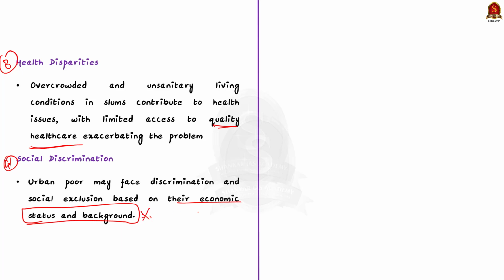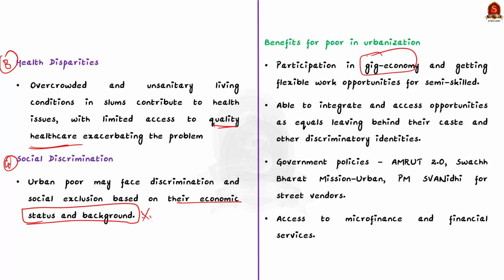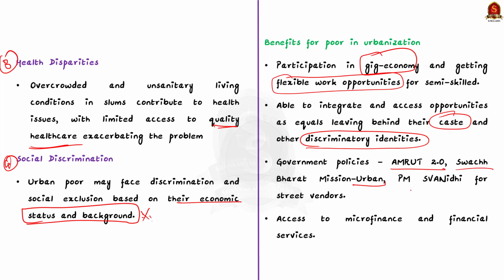Even though the urban poor face many challenges like this, there are some other benefits for them in urbanization. For example, participation in the gig economy and getting flexible work opportunities for the semi-skilled. The anonymity offered by urban centers helps many poor to integrate and access opportunities as equals, leaving behind their caste and other discriminatory identities. Government policies such as AMRUT 2.0, Swachh Bharat Mission Urban, PM SVANidhi for street vendors, etc. are also focused on the urban poor. Urban areas offer access to microfinance and financial services, aiding economic mobility for marginalized people.